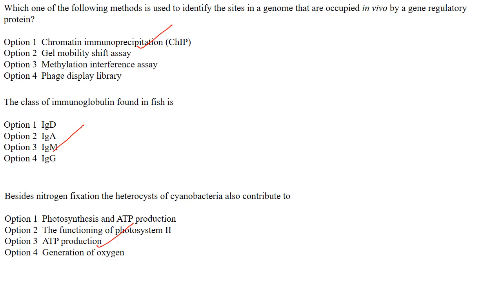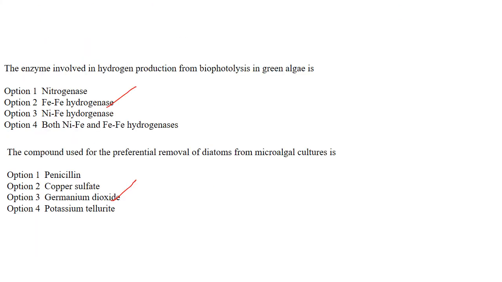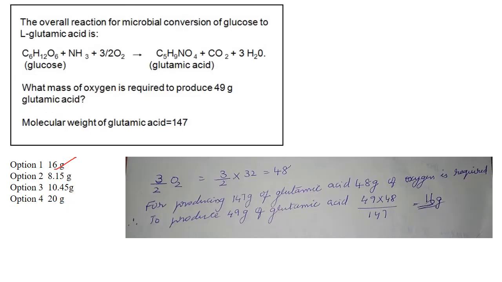Besides nitrogen fixation, the heterocysts of cyanobacteria also contribute to ATP production. The enzyme involved in hydrogen production from biophotolysis in green algae is FeFe hydrogenase. The compound used for the preferential removal of diatoms from microalgal cultures is germanium dioxide. Option 3. The overall reaction of microbial conversion of glucose to L-glutamic acid is this.